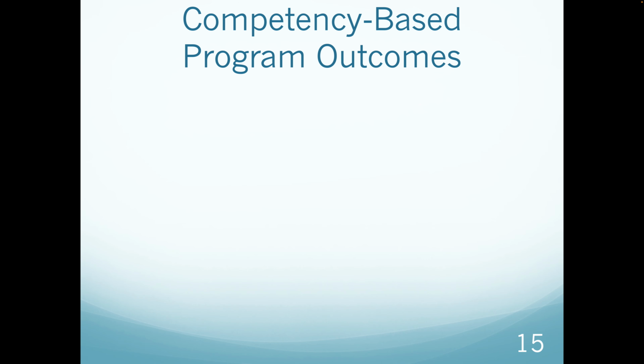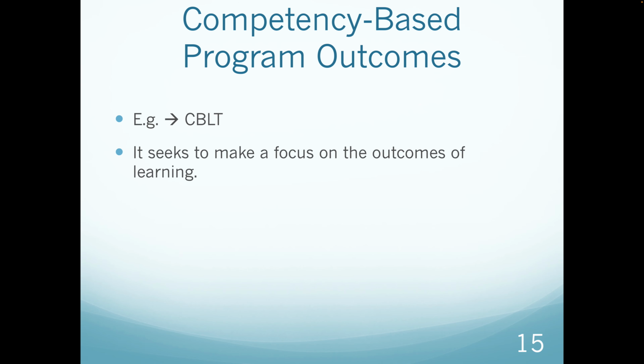Now, let's look at something different. An alternative to the use of objectives in language program planning is to describe learning outcomes in terms of competencies. So this is slightly different here. Let's look at it. What is this? Competency-based program outcomes. It's called CBLT as an abbreviation. It's a mouthful: competency-based language teaching, and it seeks to focus on the outcomes of learning.